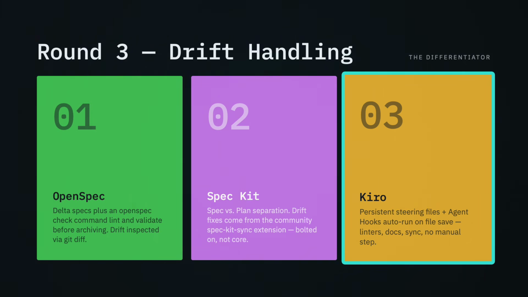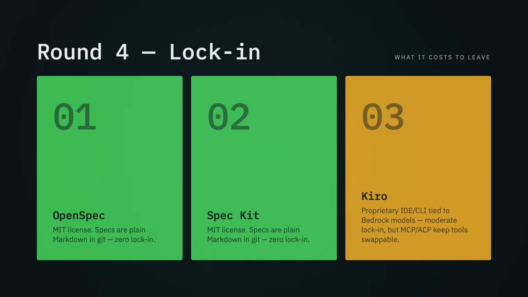Kiro takes the most automated approach. Persistent steering files keep the agent obeying your architecture across sessions, and agent hooks trigger automatically on file save, running linters, updating docs, keeping the spec in step with the code without you asking. If drift handling is the criterion you care about most, notice that only one of these three ships it as a first-party automatic feature.